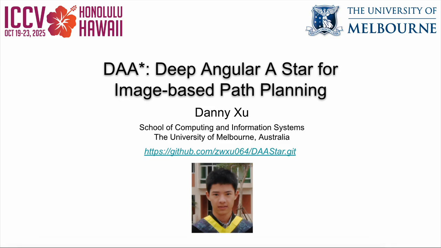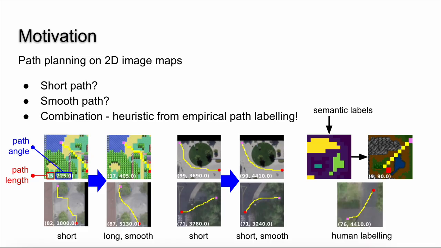In this work, we introduce smoothness-aware path imitation learning on 2D images. We have released our code, model weights, and datasets on GitHub. Different from path planning on grid, we focus on 2D images.